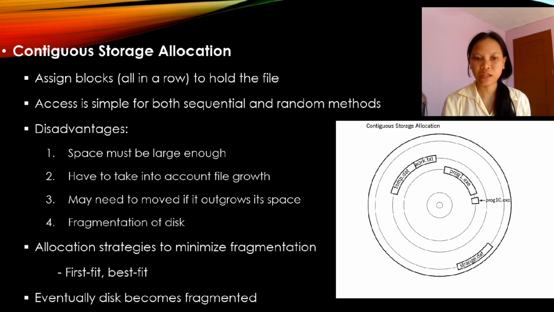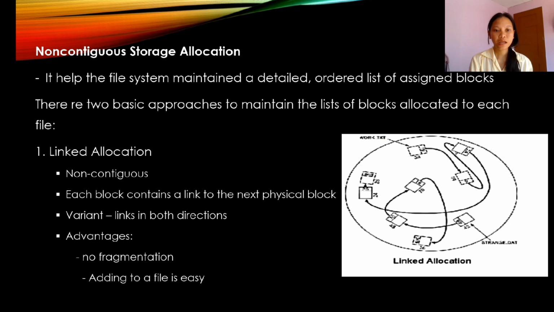There are also four disadvantages of contiguous storage allocation. Number one, space must be large enough to take into account file growth. Number three, the file may need to be moved if it outgrows its space. Number four is fragmentation of the disk. Also, allocation strategies to minimize fragmentation are first fit and best fit. Eventually, this becomes fragmented.